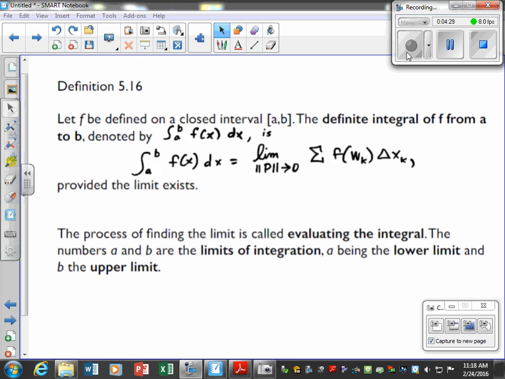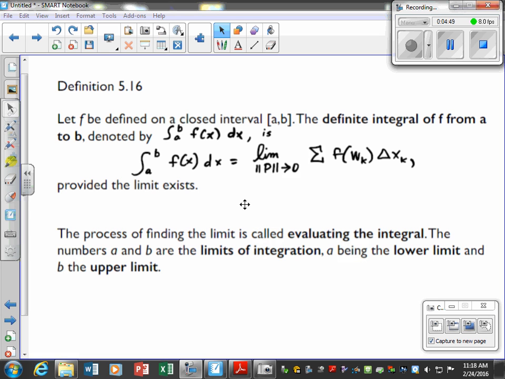Okay, and we have our new definition, definition 5.16 in your textbook. It's just going to be the integral from a to b of f of x dx. So this is a similar format. This is called evaluating the integral, where a is your lower limit and b is considered the upper limit.